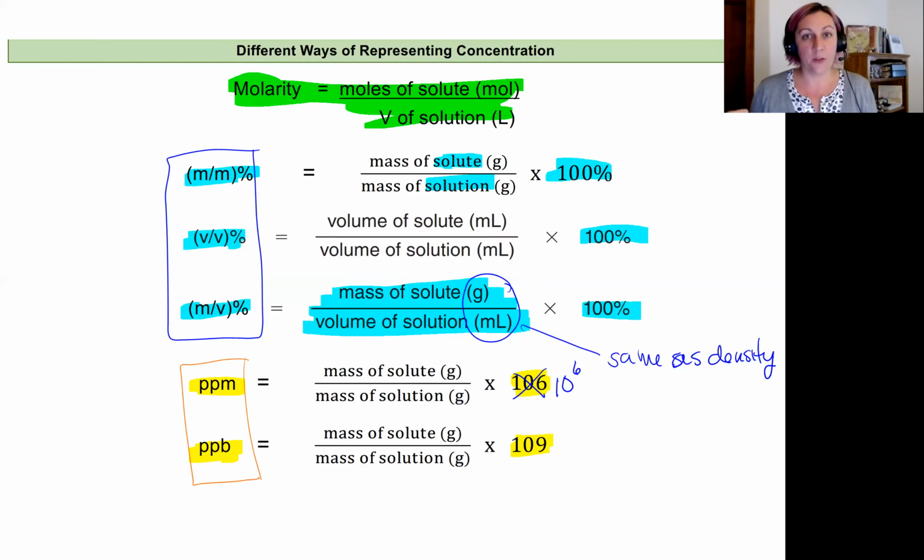My superscripts seem to have disappeared on me. Or 10 to the 9th power if we're going to report in parts per billion. So we get that same ratio. We're going to make sure we're using the same units on the top and the bottom of our ratio. And then if we want parts per million, we multiply it by 10 to the 6th, and parts per billion, 10 to the 9th.